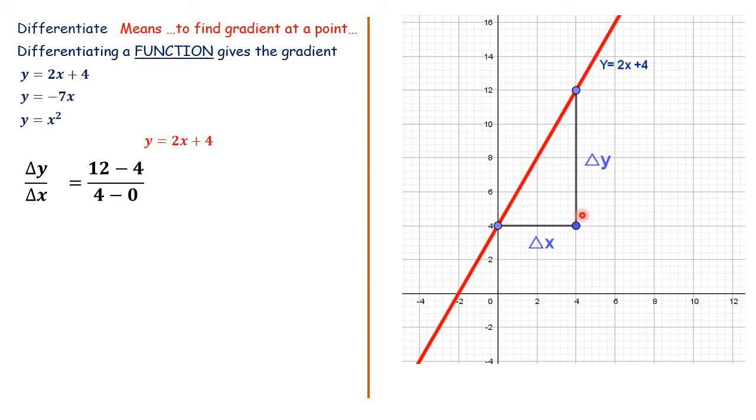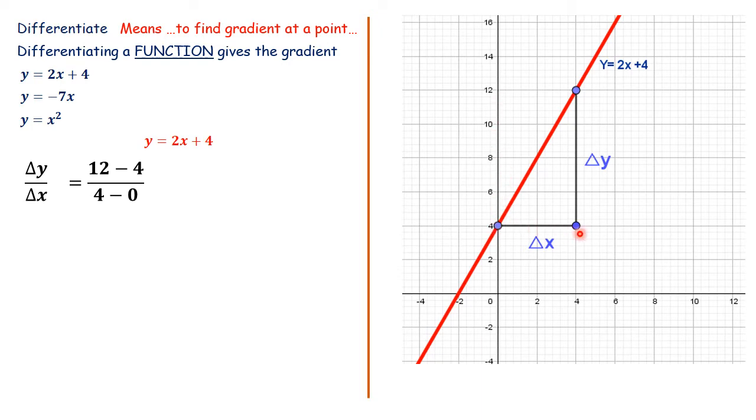That means the 2 points we picked, the change between them along the y-axis, is 12 minus 4 units. How? At this point here, the y value is 4. At this point here, the y value is 12. So the change in y, this displacement here, is 12 minus 4.